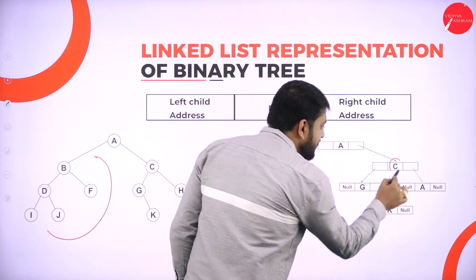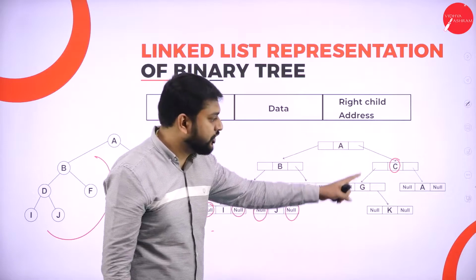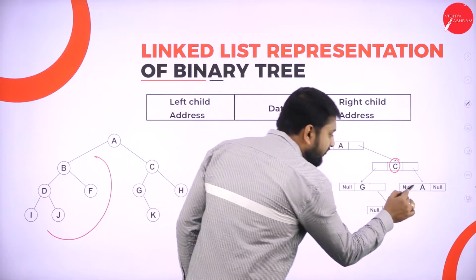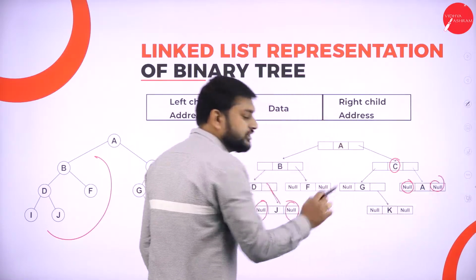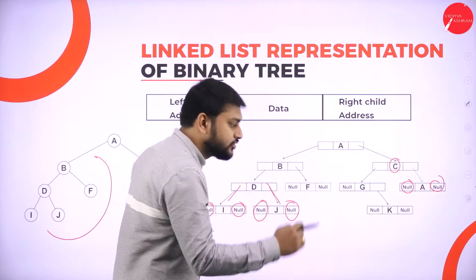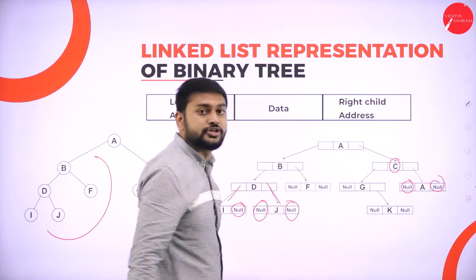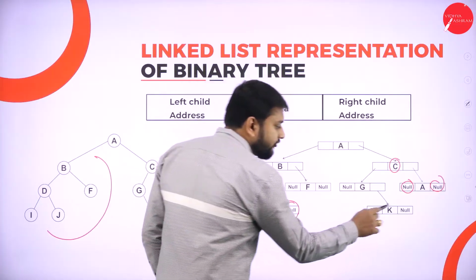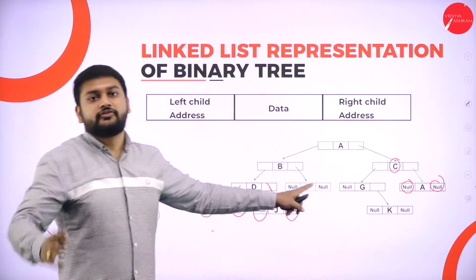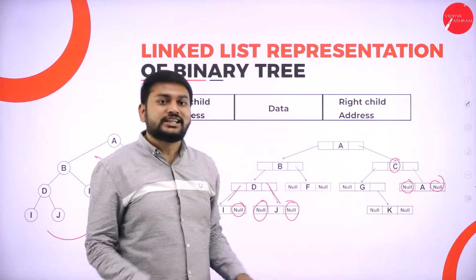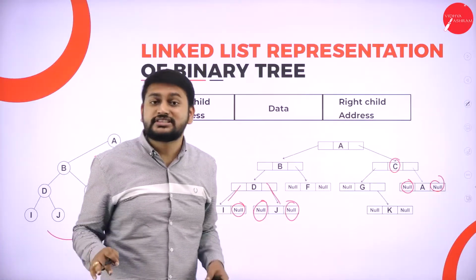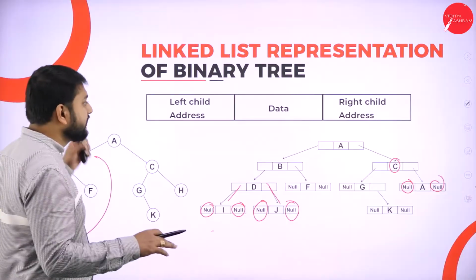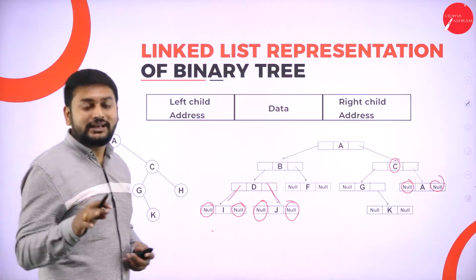I have got C. C has got two children, that is G and A. A does not have any children, so I will fill it with null. G has got one child, that is the right child, so the address of the right child I will mention here. And when it comes to K, K does not have any children, so I will fill the null. Here also, I will fill the null because G does not contain any left children. This is how I will be representing the tree with a linked list.